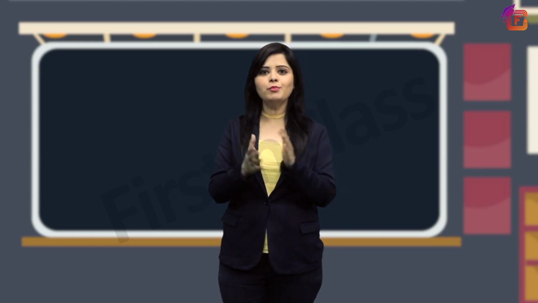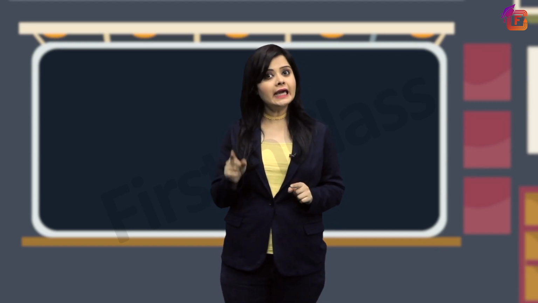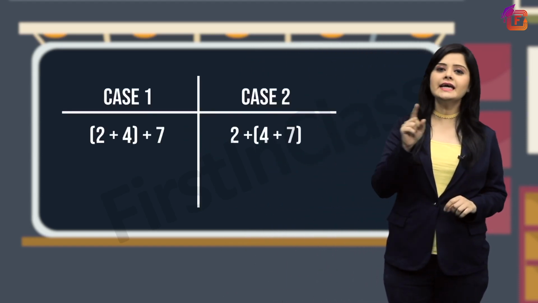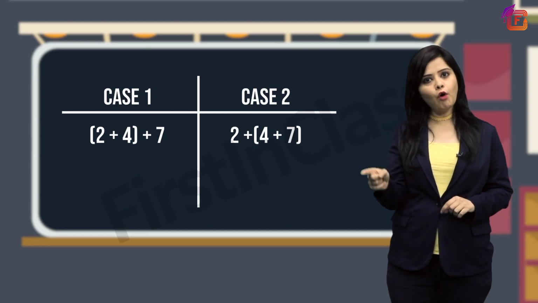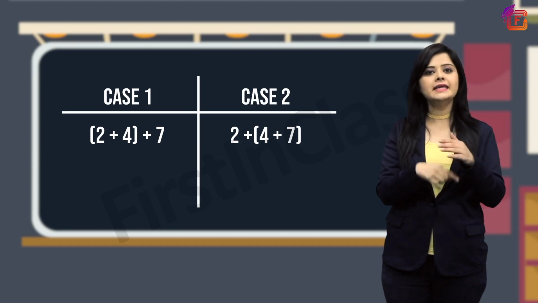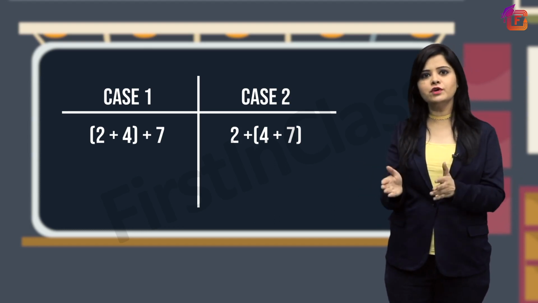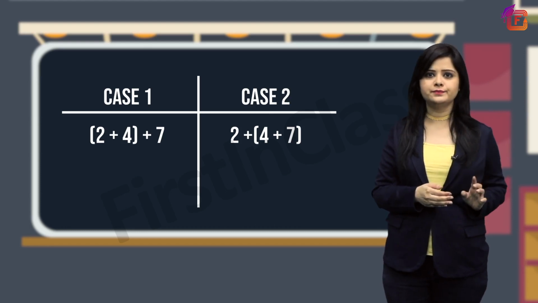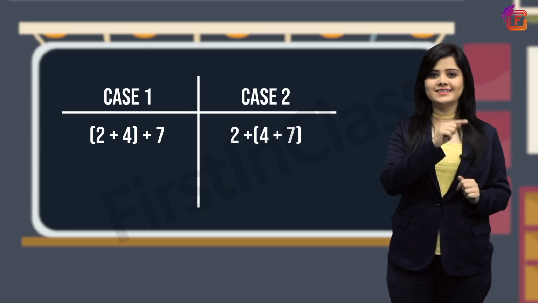Next, we will be moving forward by taking 3 whole numbers and see in which operations the order of the numbers matter. Now, let us start with addition. Take 3 whole numbers 2, 4 and 7. In case 1, add 2 and 4 first and then add 7 to the sum of 2 and 4, and in case 2, add 4 and 7 first and then add 2 to the sum of 4 and 7. Now pause this video and try it out.